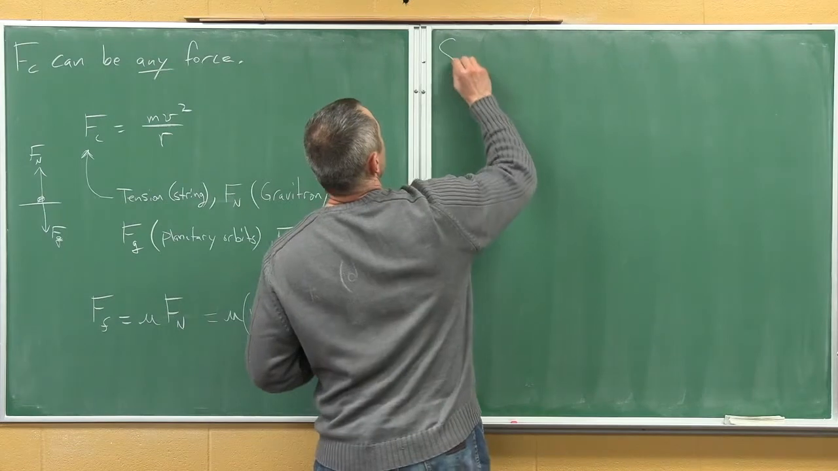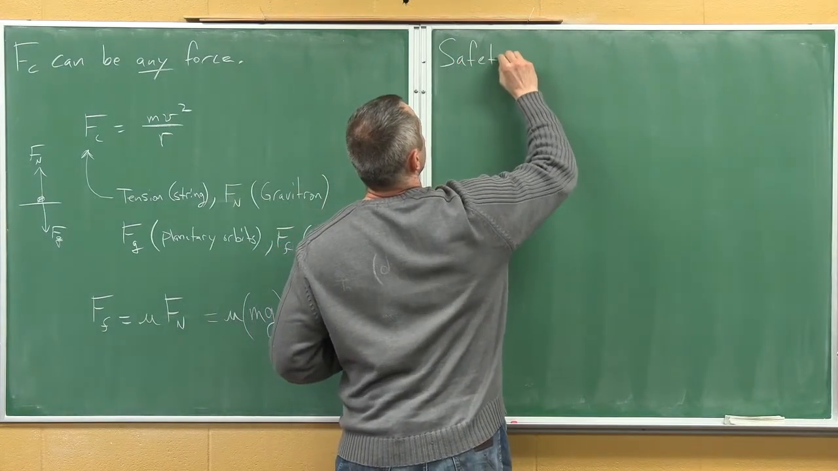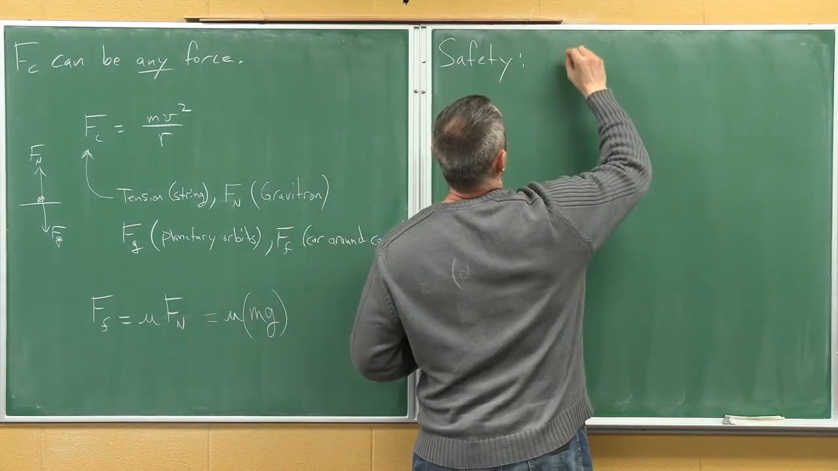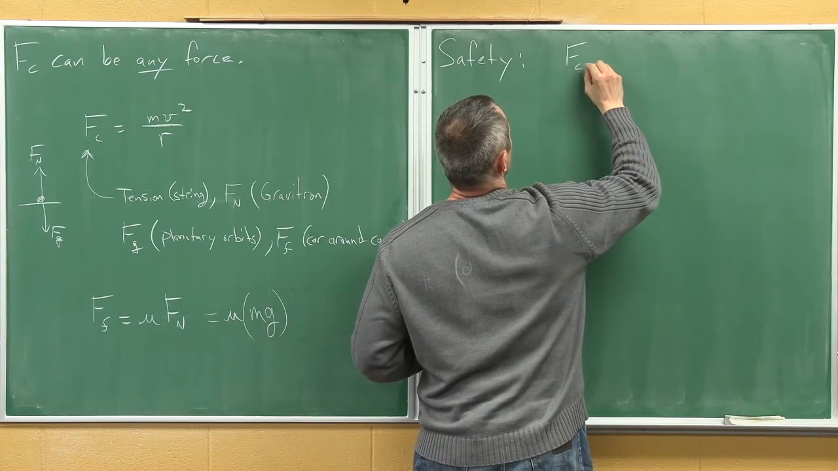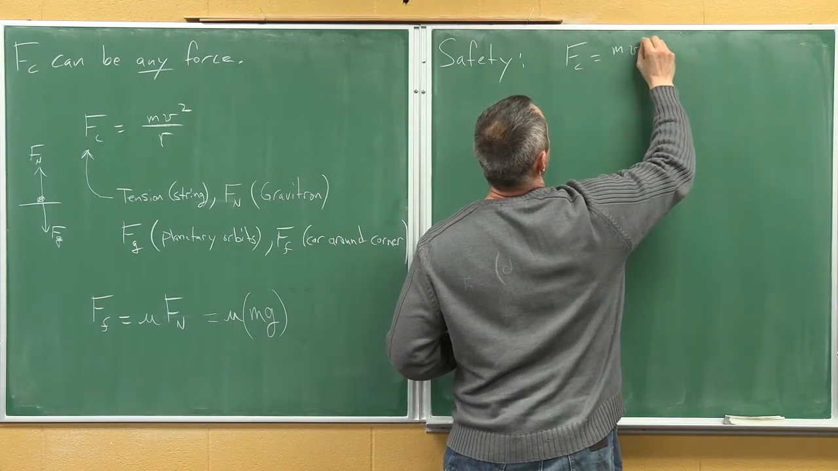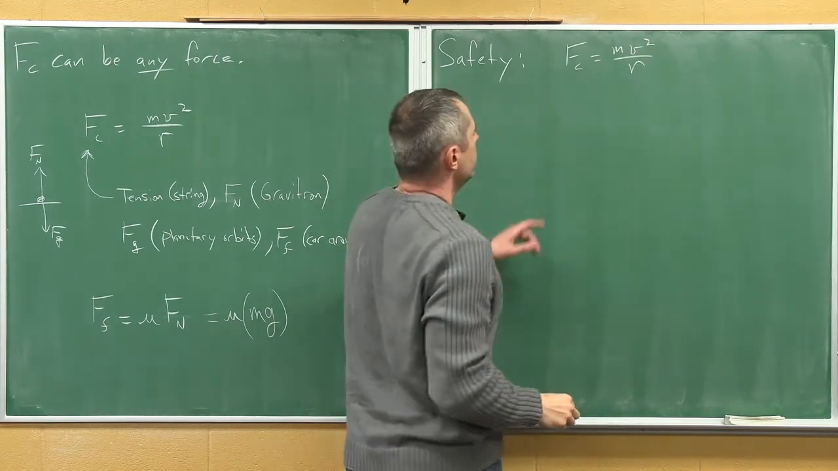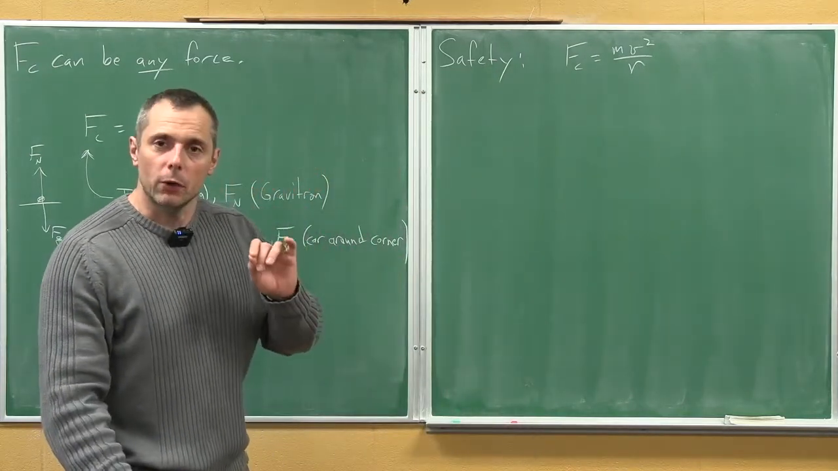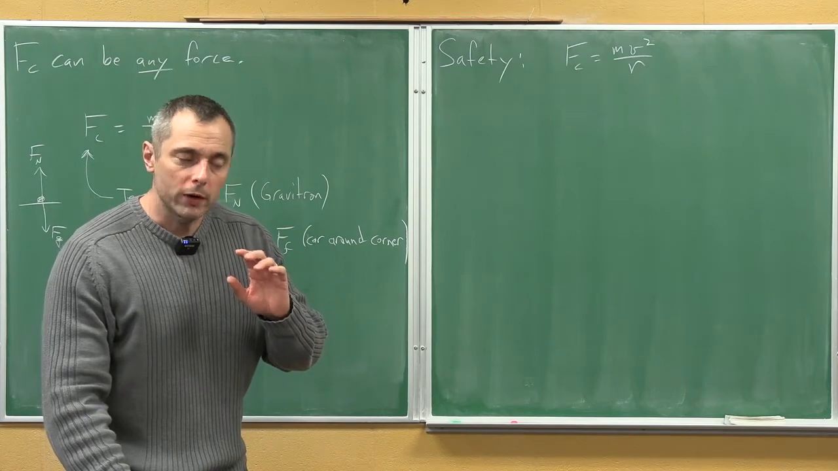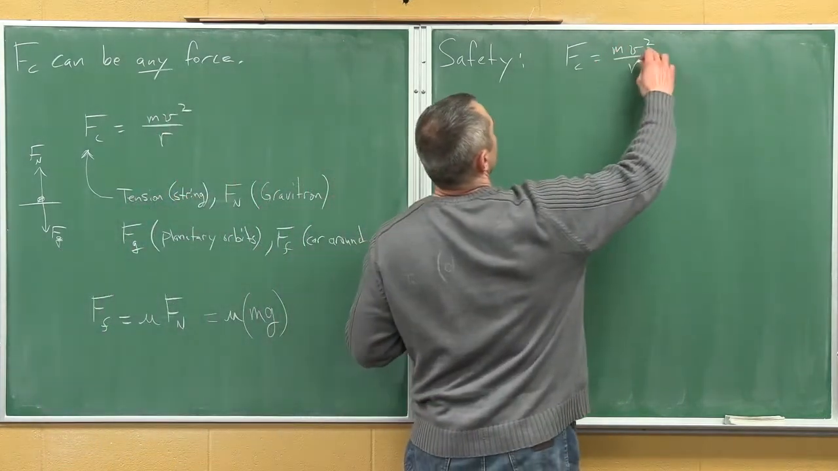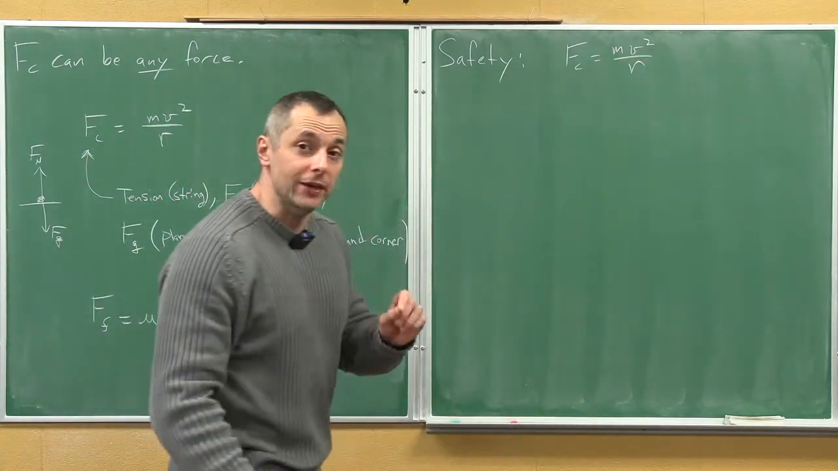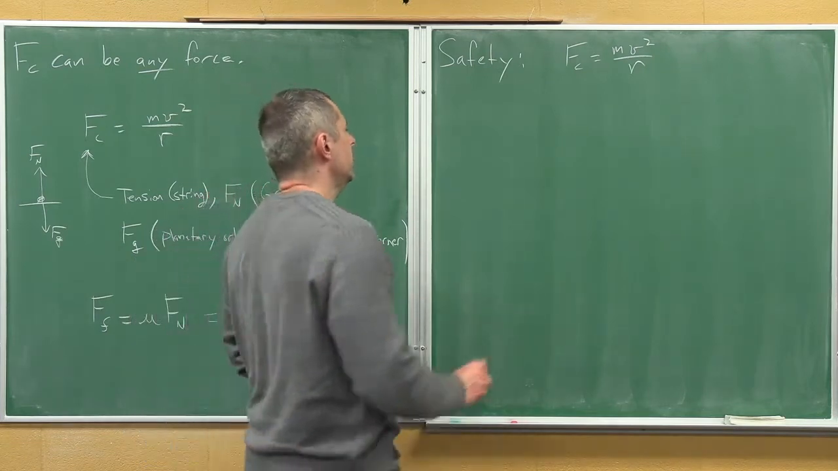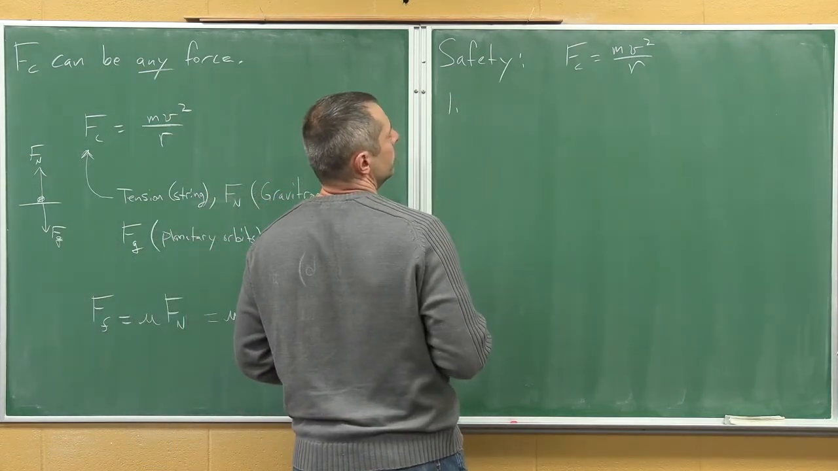So, safety. Again, F centripetal is mv squared over r, and of course this is coming from the friction. So what happens when you go around a corner? How do these things affect your safety when you're going around a corner? Well, you probably already know from driver's ed.